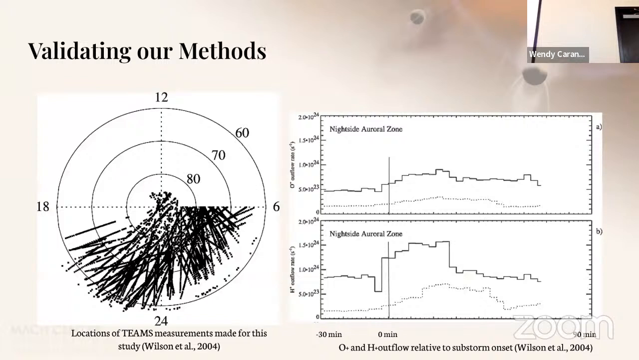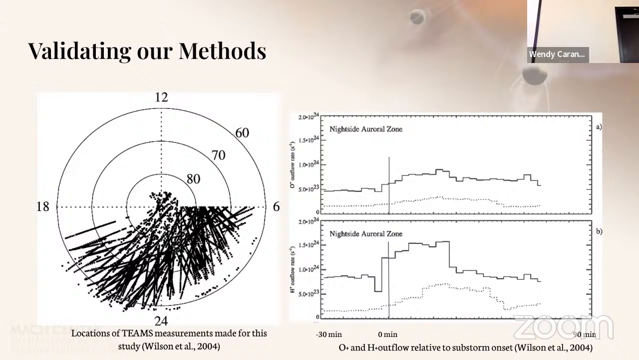So these are a few images from the Wilson study we wanted to compare our methods against. This first image you see here shows the location of everywhere that TEAMS took measurements during all of these substorms. The reason this is important is the same reason why it's important to have multiple methods of identifying these onsets. Spacecraft can't be everywhere taking pictures of everything all at once. So you have to understand where your data is coming from to better understand what the data gaps are and the information it's actually giving you.